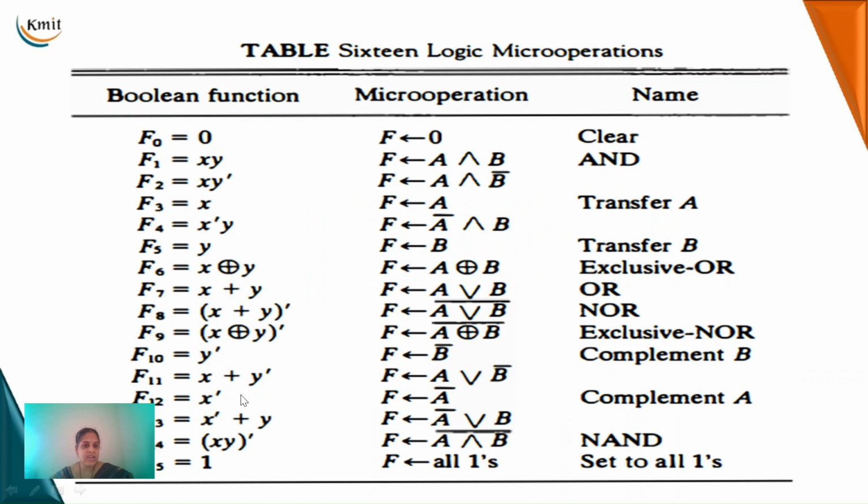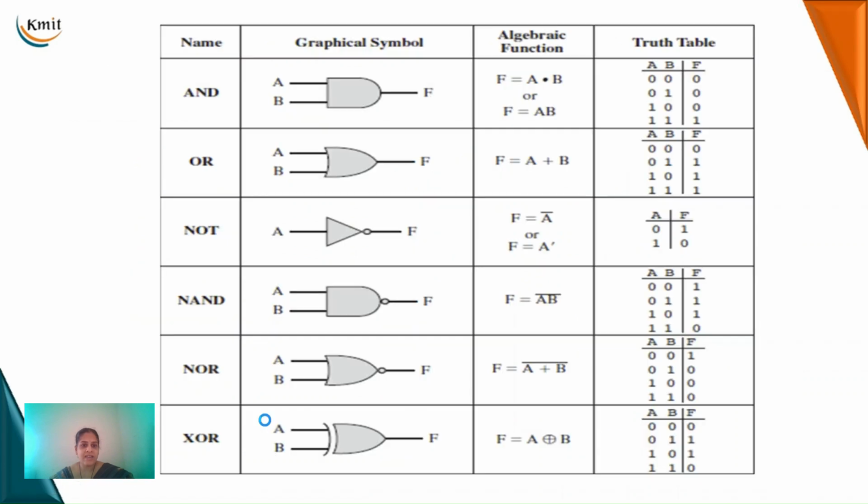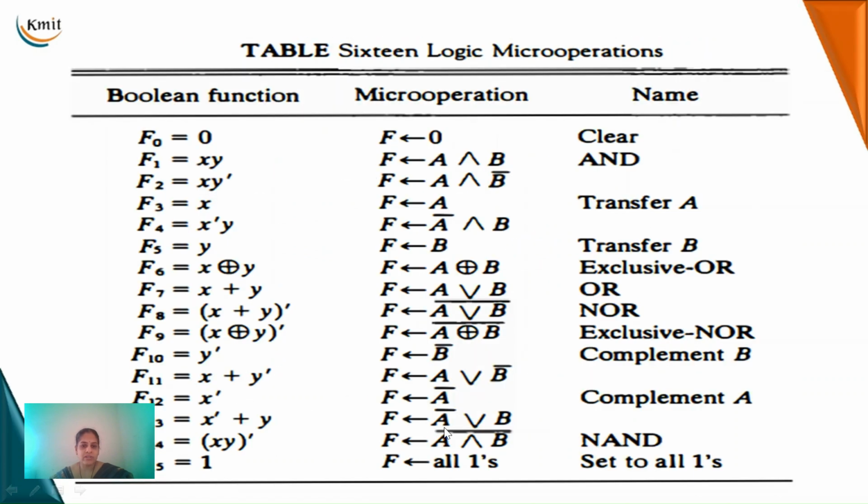Next, coming to F13, it is X complement plus Y. So we are doing a complement, it is nothing but A complement or B. The same thing, whatever we have done with X plus Y complement, now we are complementing the value of X and adding it with Y. So that is done here in F13.